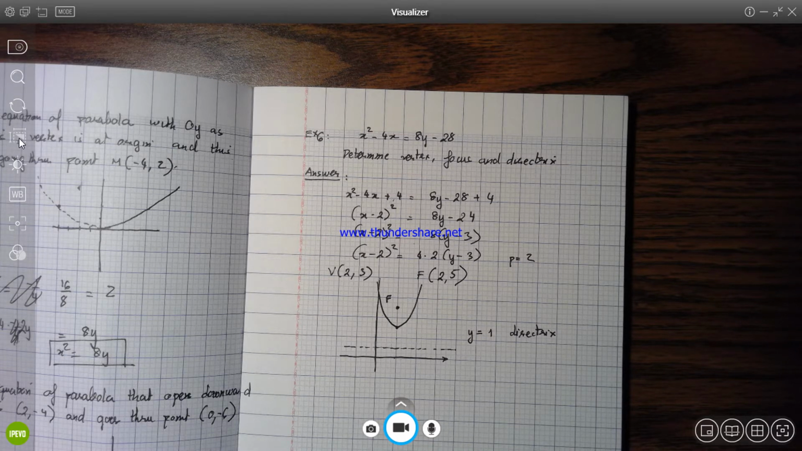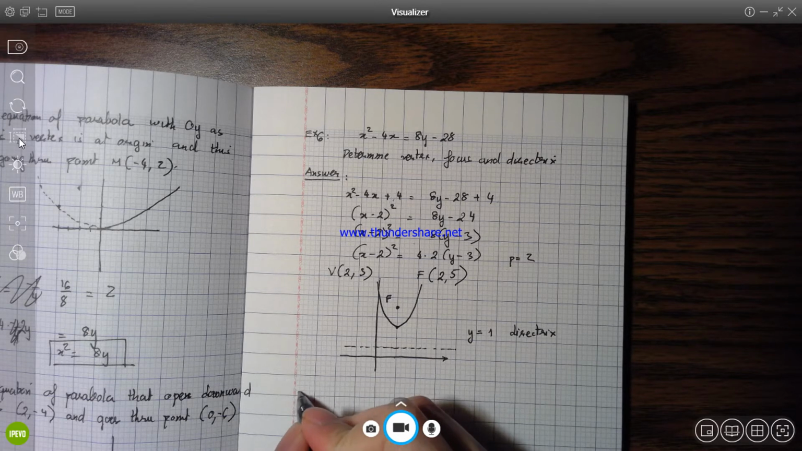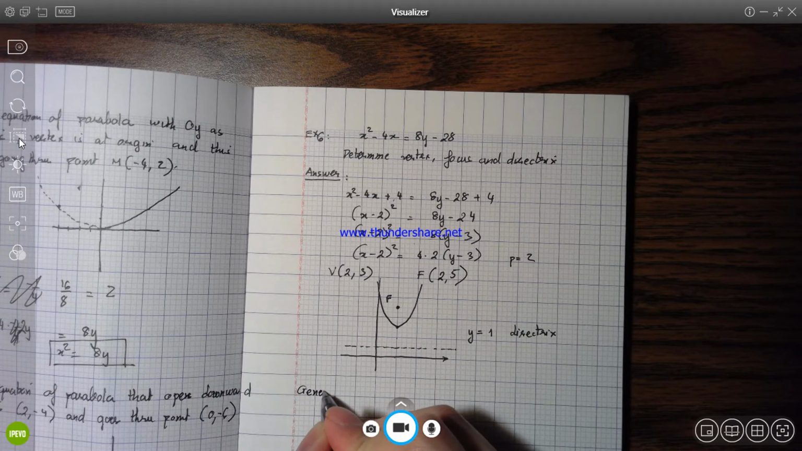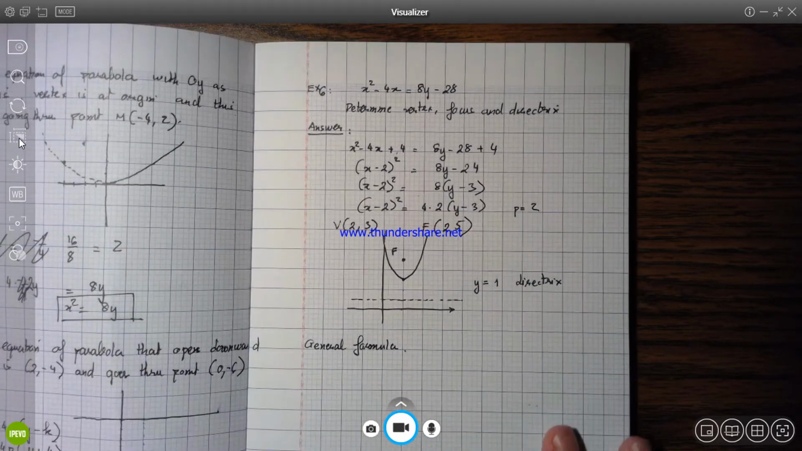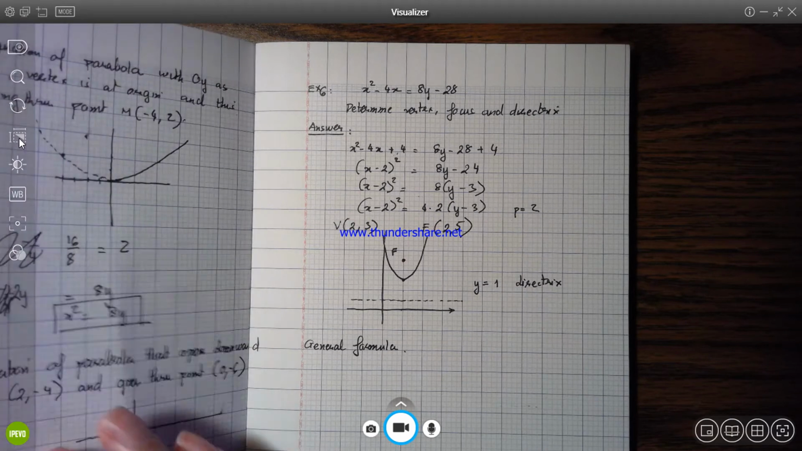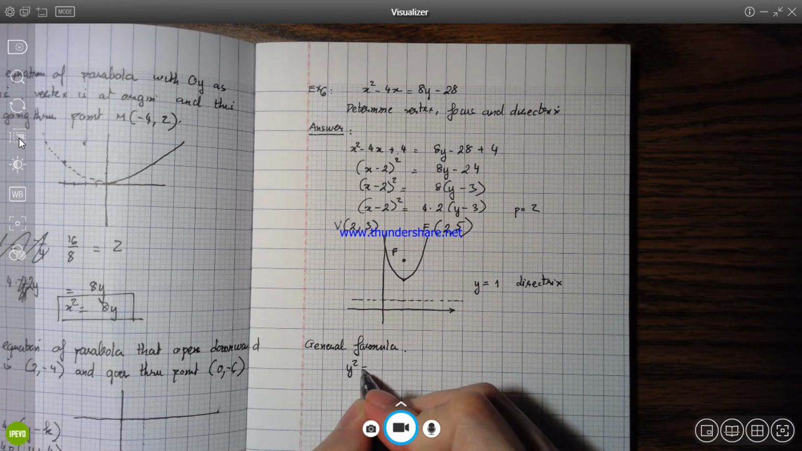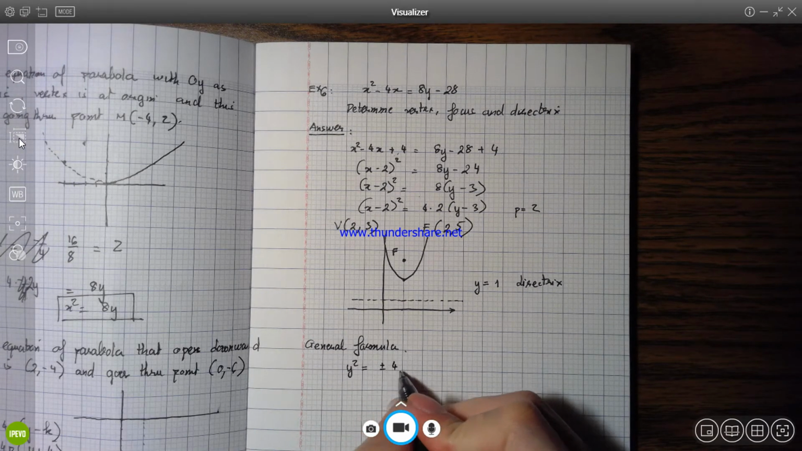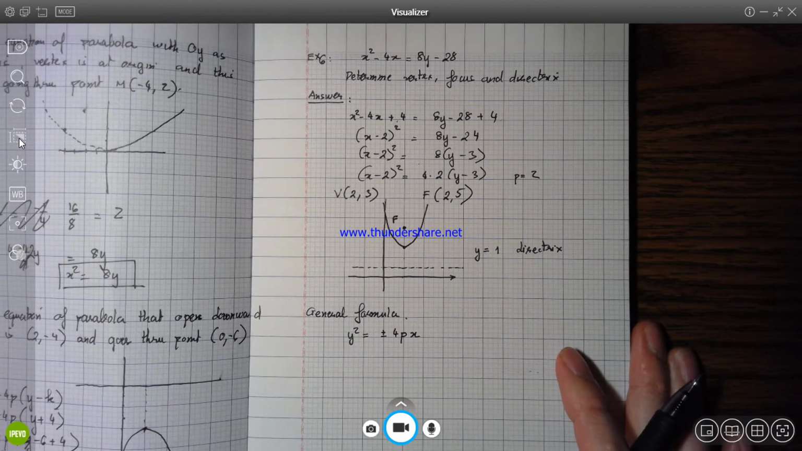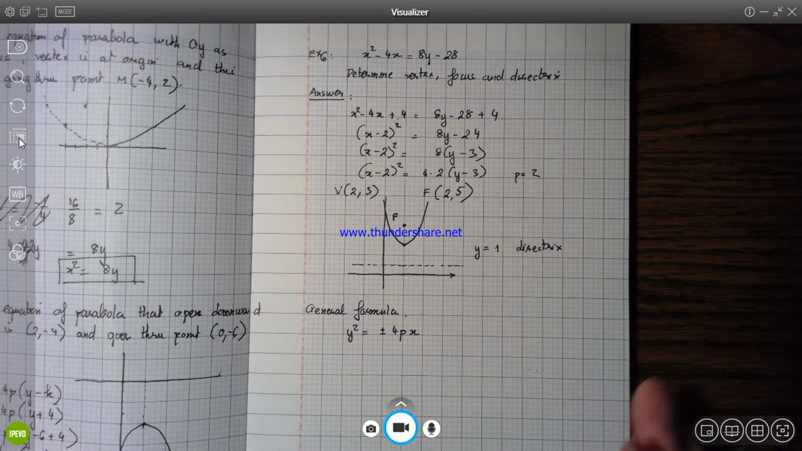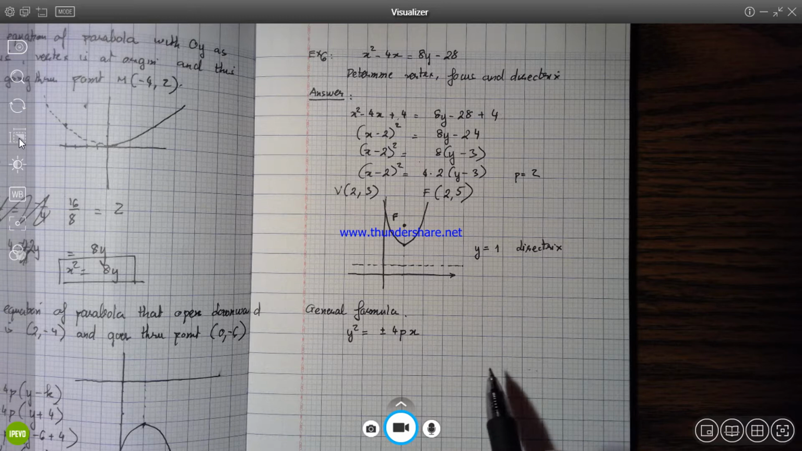Then the general formula for the horizontal parabola will be y squared equals plus or minus 4px. If it's positive, you know it's going to open to the right, and if it's negative, it will open to the left, and everything else will be the same.